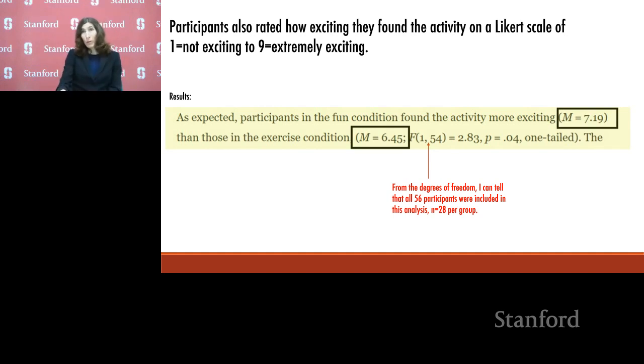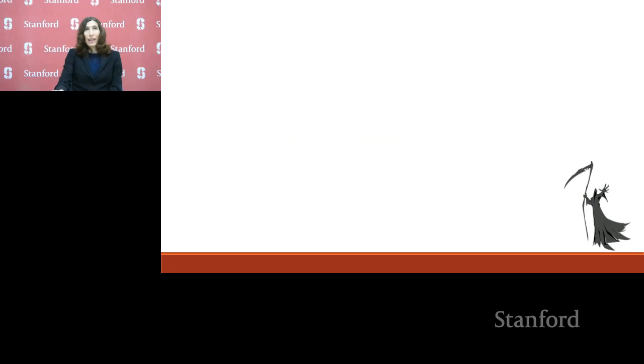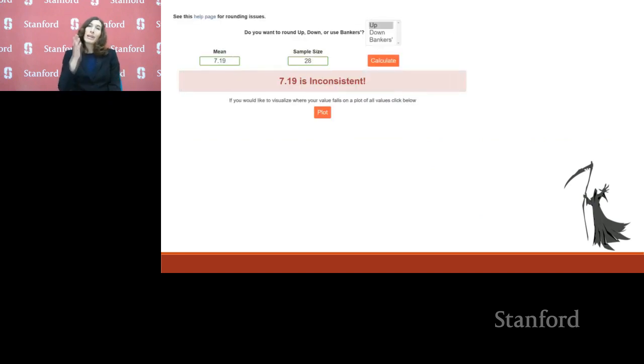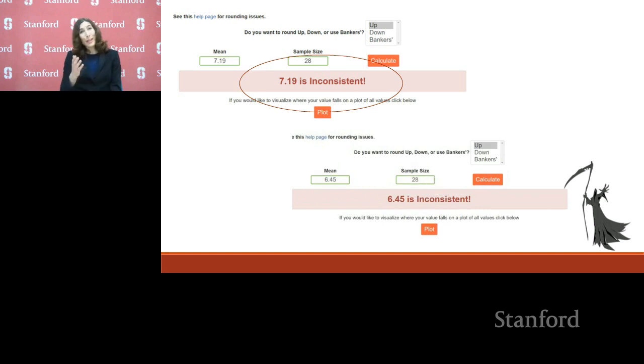So I can run this through the GRIM checker. When I do that, I put in 7.19 and a sample size of 28. Lo and behold, it tells me 7.19 is inconsistent. It's not a possible mean. And again, I tried all versions of rounding. GRIM allows you to try different versions of rounding. It's inconsistent in all cases. Same when I put 6.45 and 28 into GRIM, it also tells me, nope, this mean is also inconsistent.